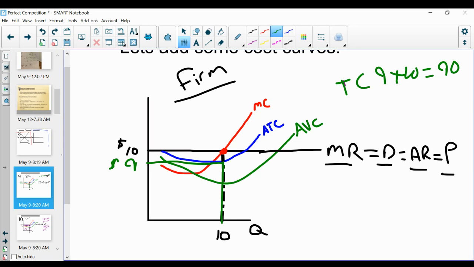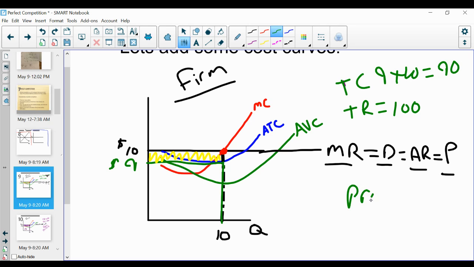Well, where's my revenue? My revenue is what's left over, just in this little yellow box right here. I also know what my total revenue is. Total revenue, don't forget, is price times quantity. So 10 times 10 equals 100.